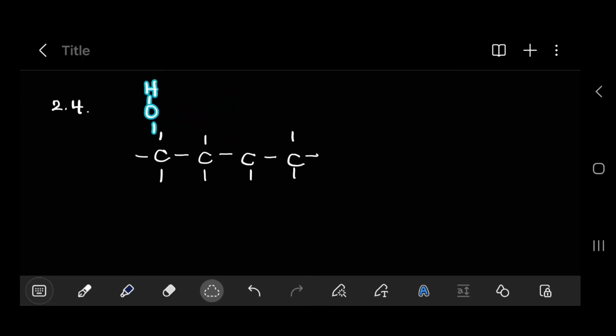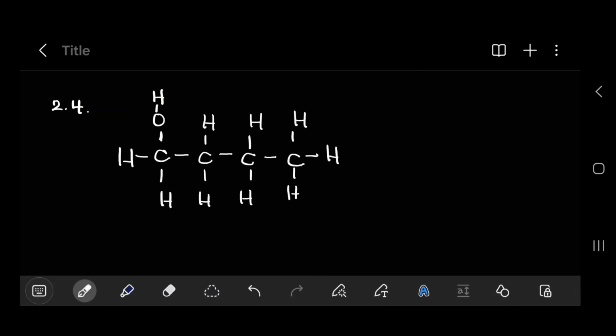Instead, we need to have this on the first carbon. It could either be the first carbon on the left or the first carbon on the right. Either way, whether you put it on the first from the left or the first from the right, it is still on the first carbon. So it does not matter. I'm just going to put it on the first carbon from the left. Now we can fill in the hydrogens on our remaining bonds. So there we have it. This is the structural formula of a positional isomer of that compound.